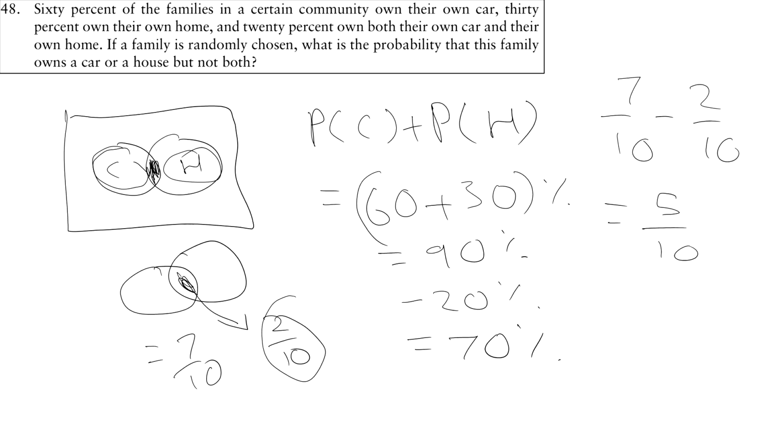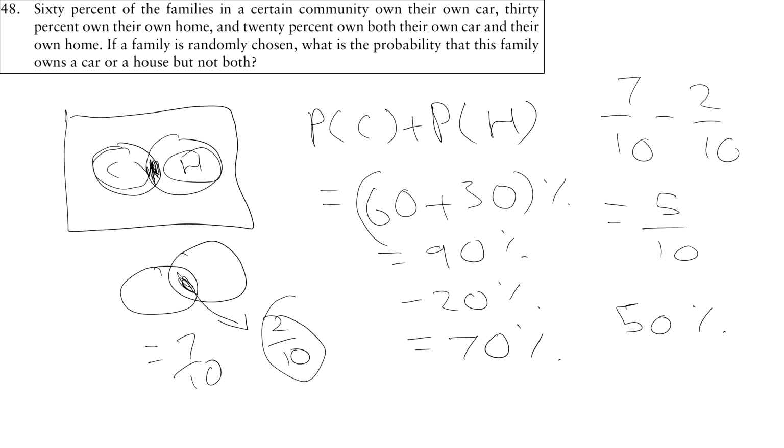So this is ultimately 50% of people own either a car only or a home only. Now if you want to see what percent owns a home only, that part is 30 minus 20%, that is 10% of the people own only a home. Maybe they inherited it from their parents or something.